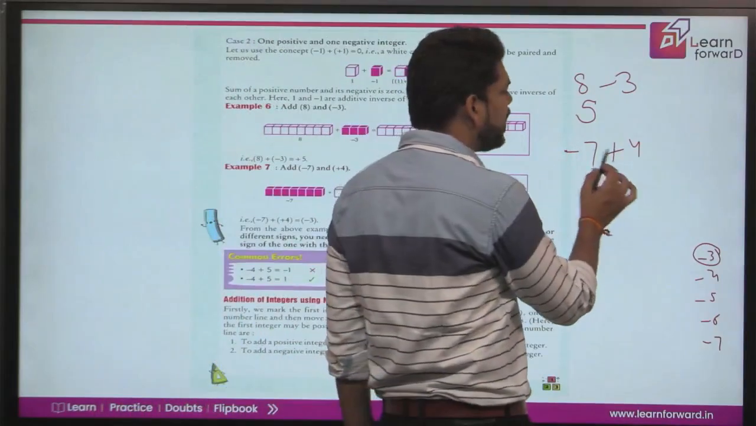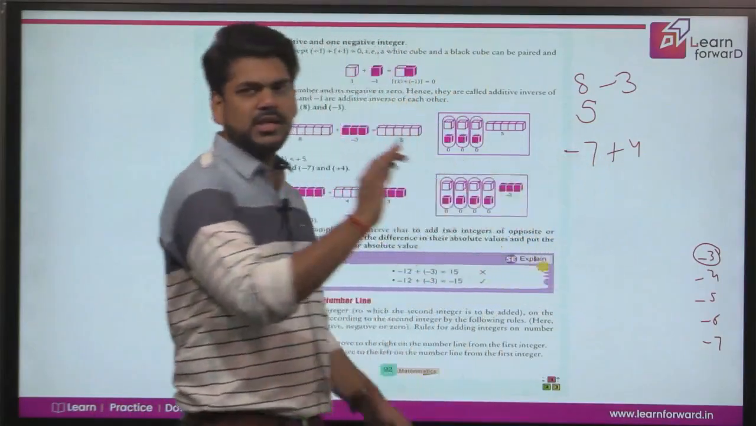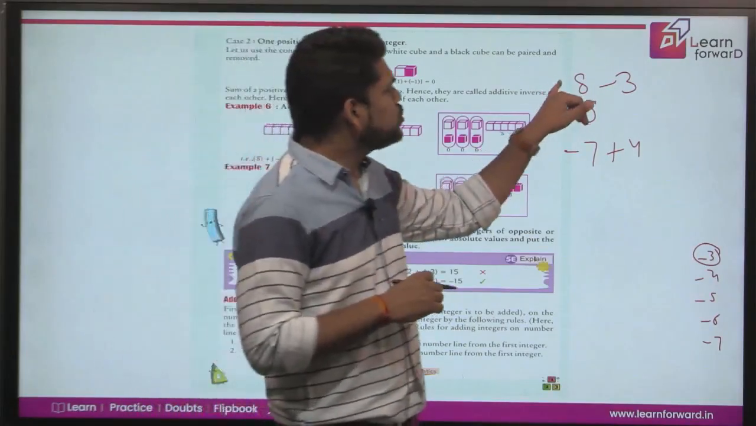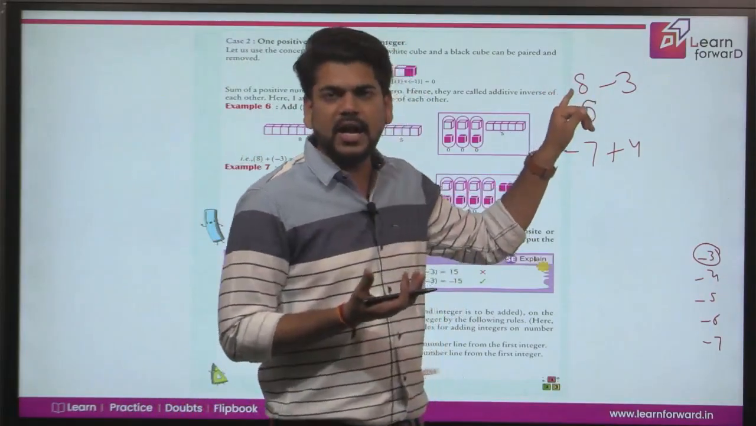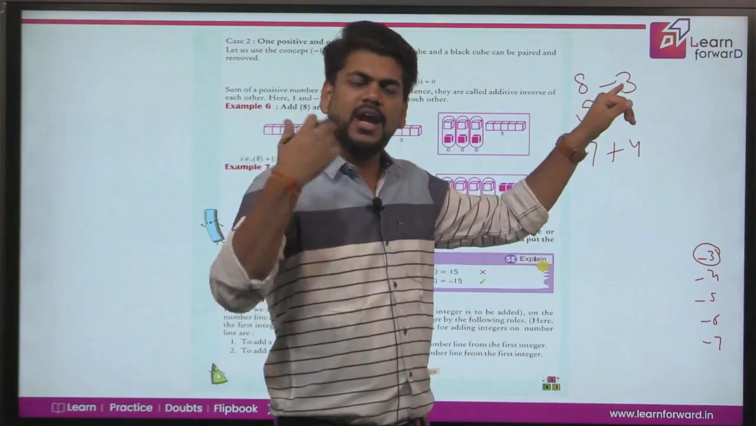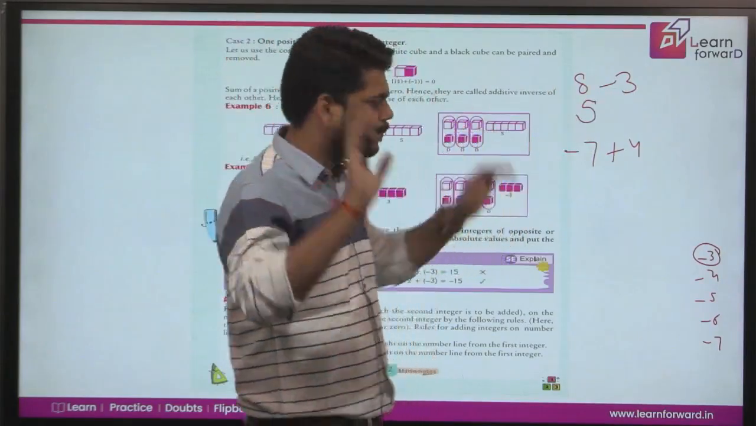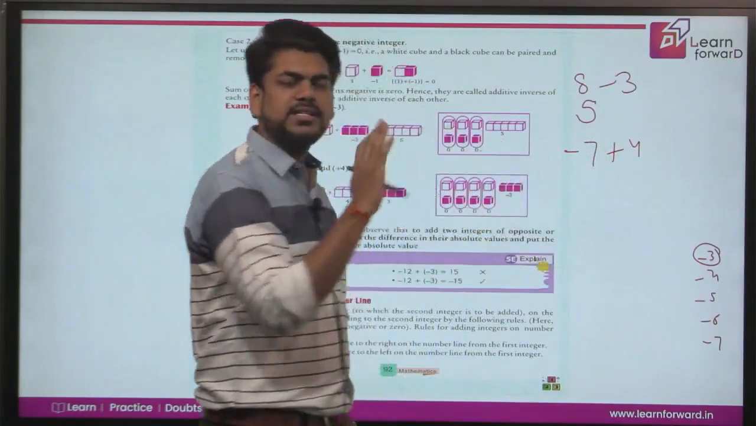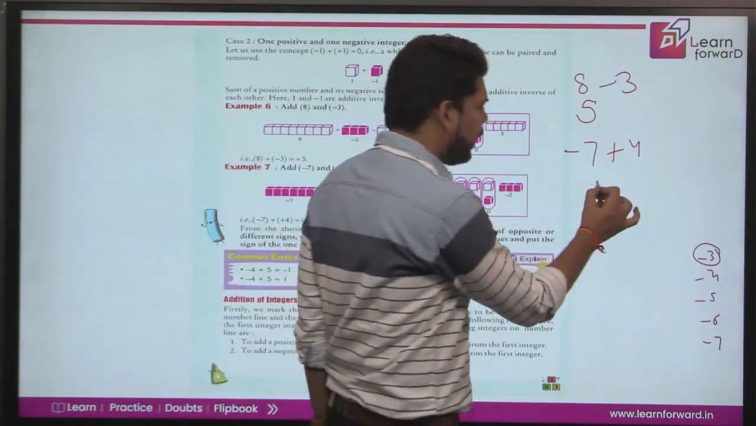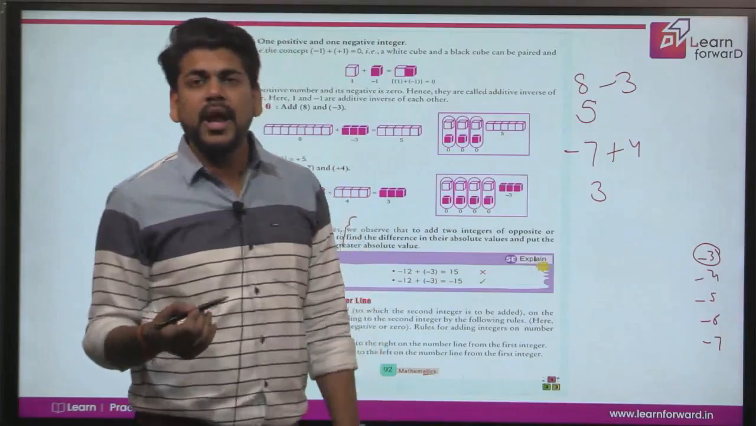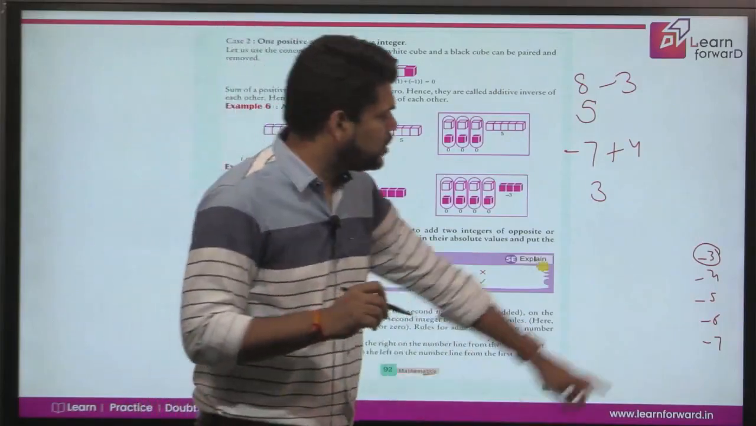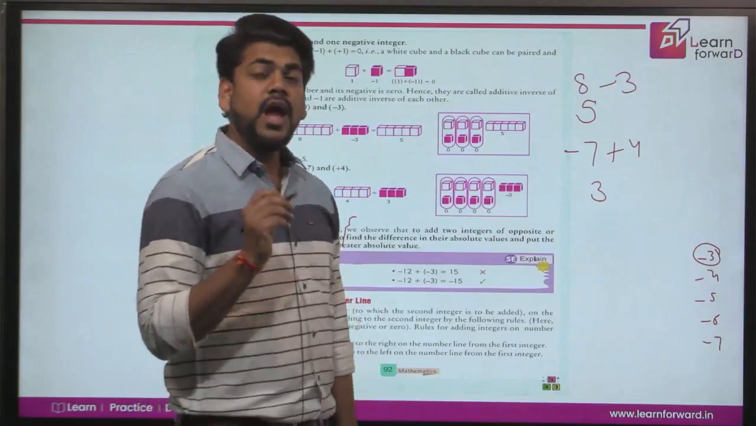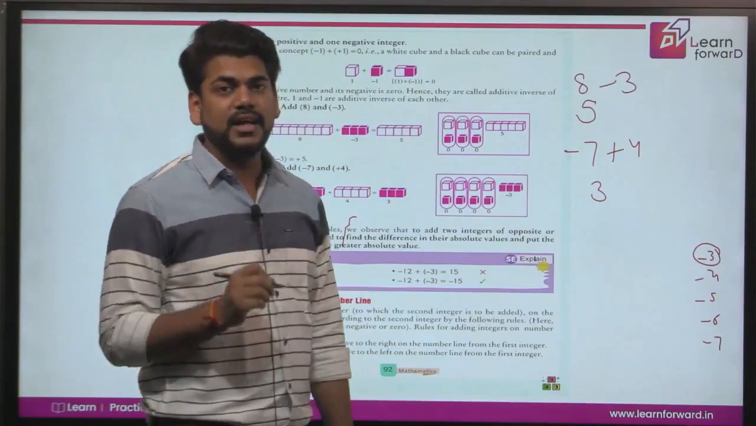We say plus minus or minus plus, because the signs are opposite, it's always a minus. Here also plus minus, it's a positive 8, right? Plus minus minus. 8 minus 3, 5 is your answer. Now here also plus minus minus. 7 minus 4, 3. But how do we analyze which sign we need to put? Because here the answer is minus 3. We cannot write down 3.